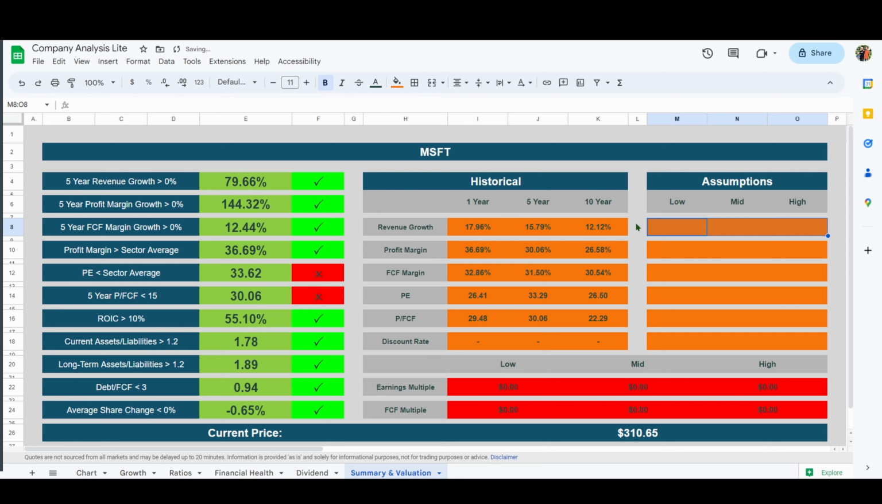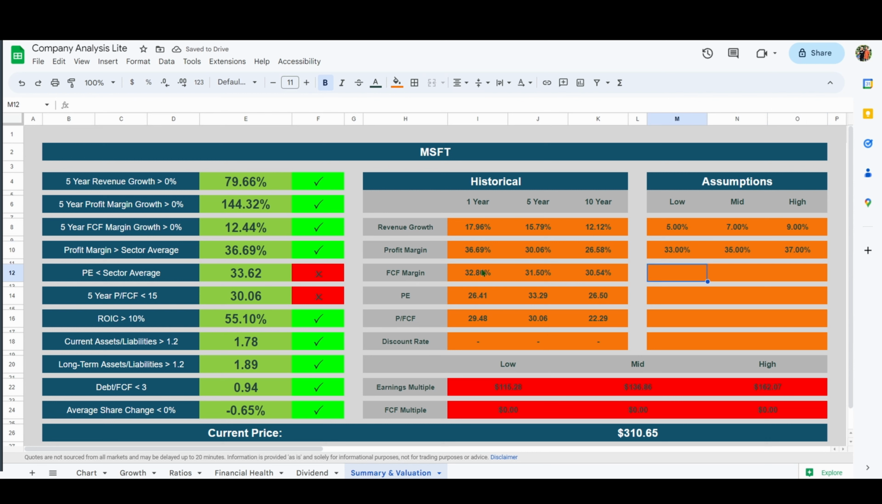So for Microsoft, it's a pretty fast growing company. So I'm just going to do 5, 7, and 9, something like that. You can see that I'm not copying these. I'm not copying the 18% because that is just way too much. And yeah. So for profit margins, I'm just going to go a little bit lower. So I'm just going to go 33, 35, and then 37 if they crush it.